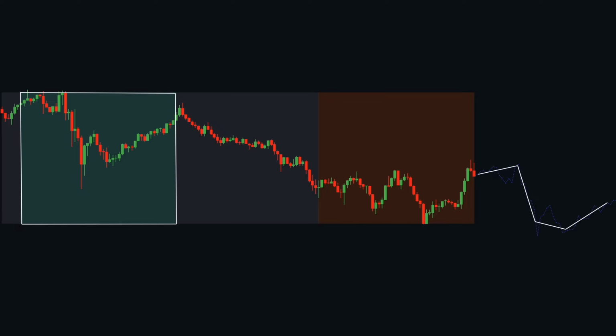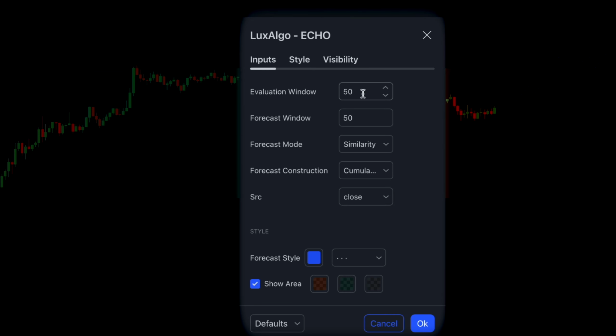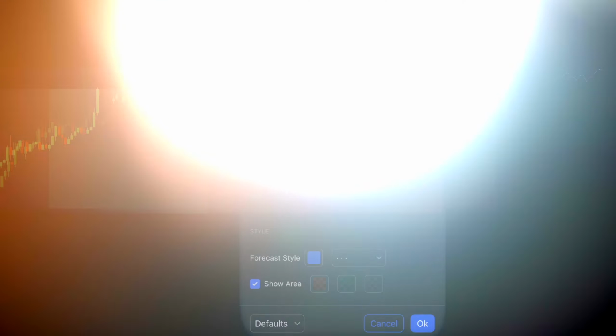Key features of the Echo forecast include customizable settings such as the evaluation window and forecast window, which allow you to define the size of the window used for finding similar historical observations and the forecasting horizon, respectively.